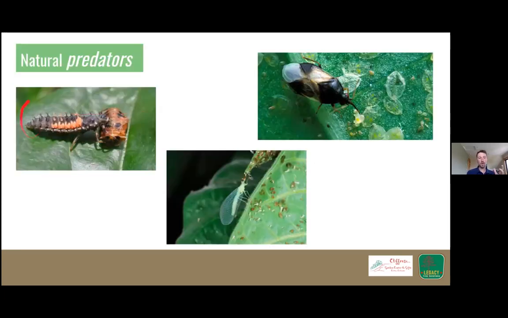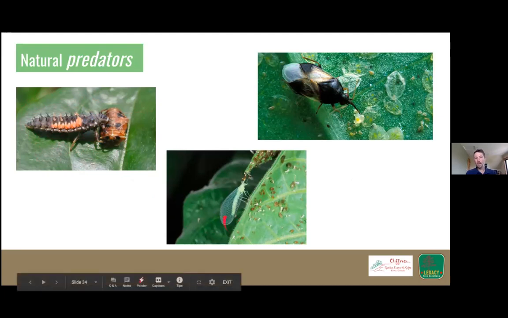Predators. This one, everybody should know what that looks like. That is a ladybug larva. Everybody's heard about ladybugs. Well, it's actually these monster-looking babies that do all the work. They're awesome predators consuming all kinds of things.